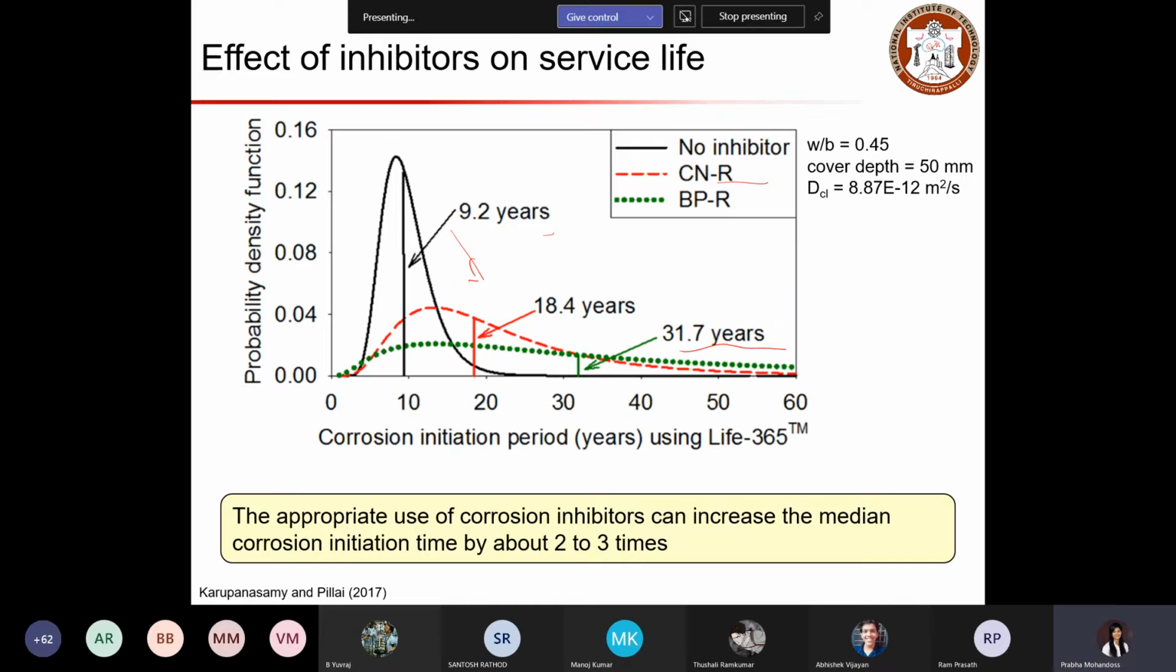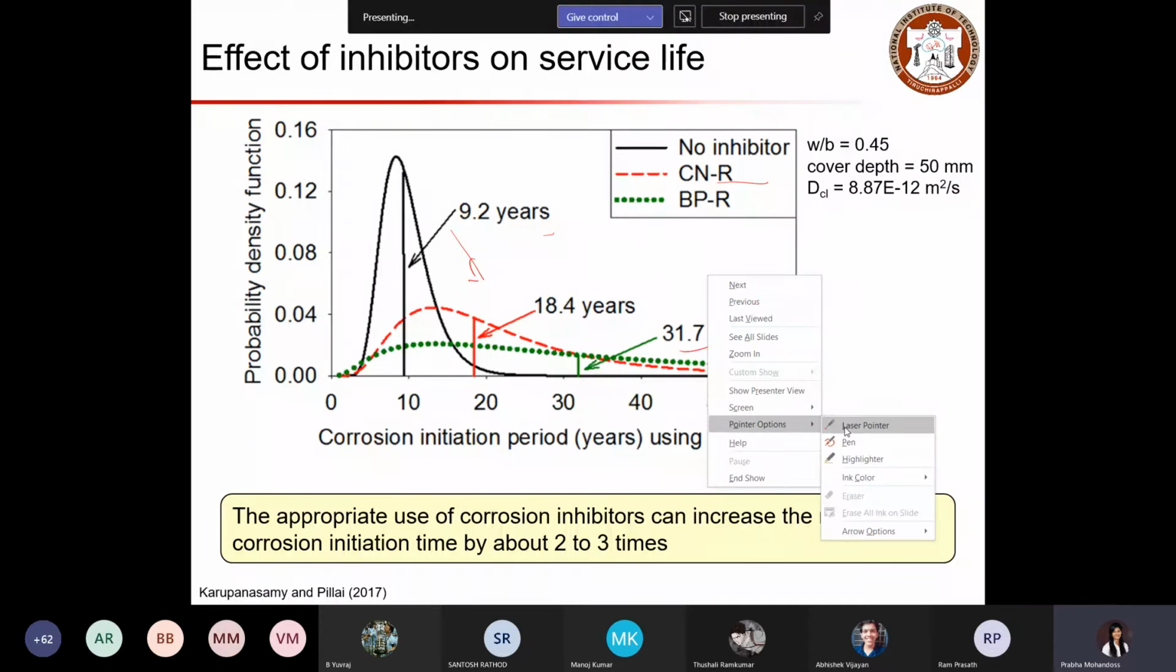And here you can see the effect of inhibitors. So when you add inhibitors, how well can your service life be enhanced, right? Here you can see three curves. One is for the no inhibitor case. The red one is for the CNR inhibitor. And the third one is the bipolar inhibitor. CNR can reduce either the anodic reaction or the cathodic reaction. It will not do both. But the bipolar inhibitor has a tendency to reduce both anodic and cathodic reactions.